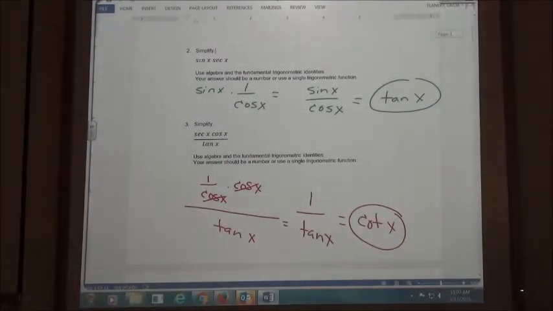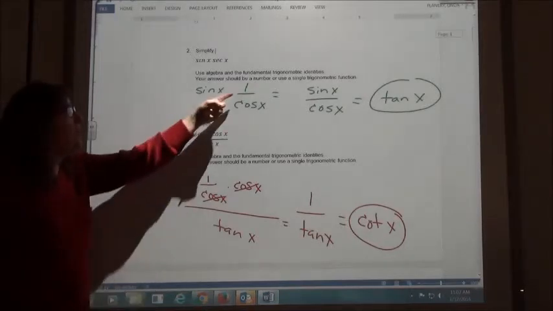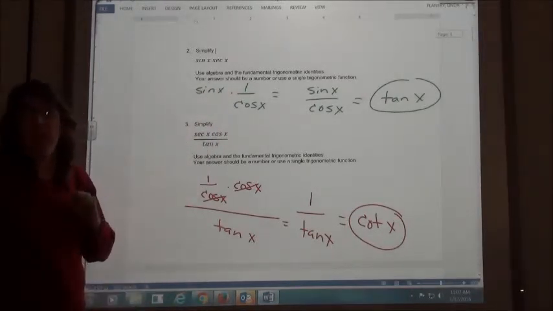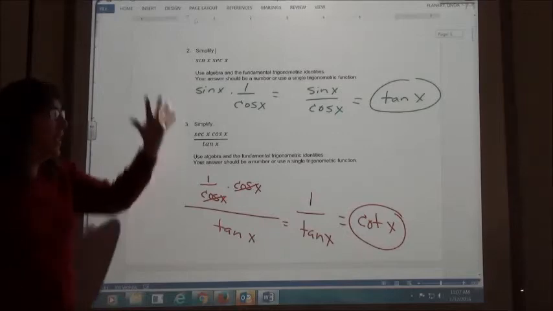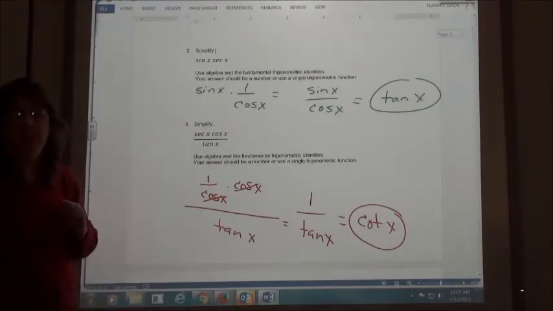So normally if I have secant or cosecant, I'm going to use that reciprocal identity to put it in terms of sine or cosine, and then go from there to see what I can do to simplify my expression.